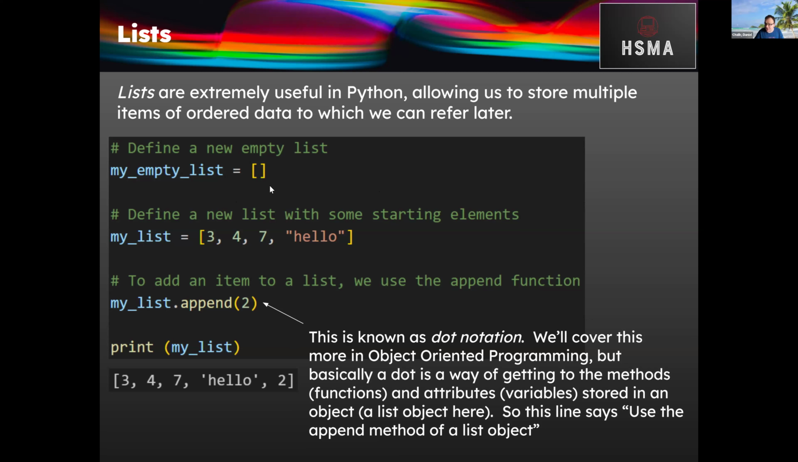So if you want to create a new list, we can create a new list that's either empty and then add things to it, or we can create a list that's got things in it at the start and then we can add to it and remove stuff if we wanted to.